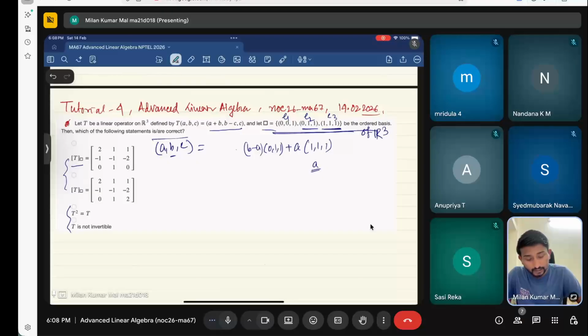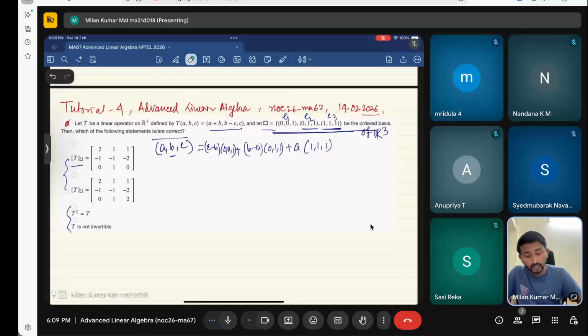Okay. Now in the first place you are getting a, and in the second place you are getting b minus a plus a, that is b. In the third place you are also getting b minus a plus a, that is b. But you want to get c in the third place. So what you have to do is multiply by c minus b into (0,0,1). Then you can check that this is correct: c minus b into (0,0,1), b minus a into (0,1,1), and a into (1,1,1).